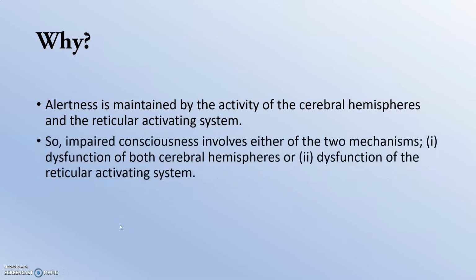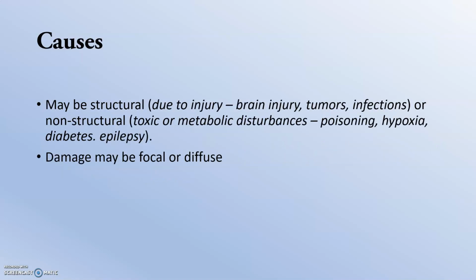So impaired consciousness involves either of two mechanisms: dysfunction of both cerebral hemispheres or dysfunction of the reticular activating system. The causes may be structural, that is brain injury, tumors or infections, or non-structural, that is toxic or metabolic disturbances, mainly happening in poisoning cases, metal poisoning, toxicological poisonings, hypoxia, diabetes, and maybe also in epilepsy. Damage may be focal or diffuse.